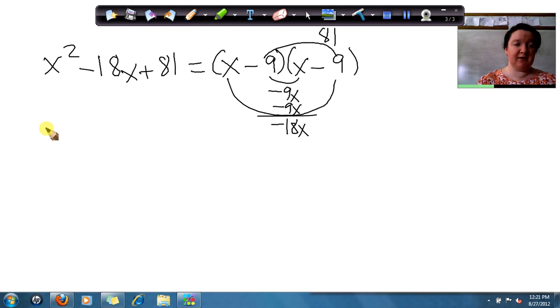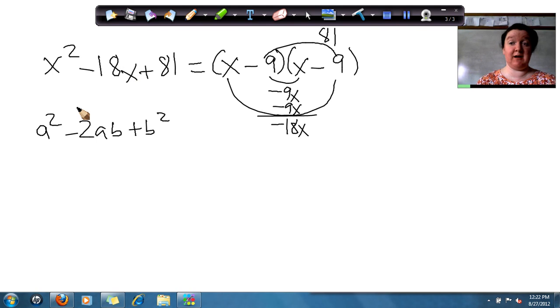In the book, it was talking about a squared minus 2ab plus b squared. But if you simply think about what multiplies together to give you the last term, and adds together to give you the middle term, you'll be able to figure them out every time.